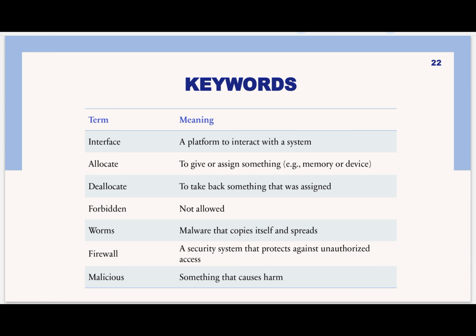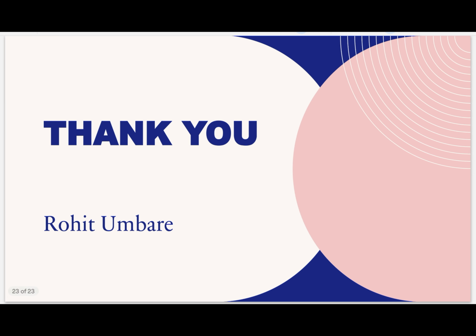Firewall, as we learned about this, is a security system that protects against unauthorized access. And the last one is malicious, something that causes harm. Who causes harm? For example, we can say worms, viruses, right? This causes harm. It's called malicious.